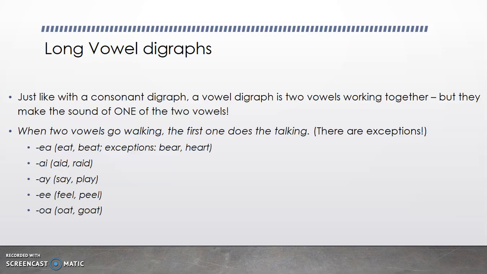We have the digraph AI, as in aid and raid. AY, such as say and play. EE, such as feel and peel. And OA, such as oat and goat. So those long vowel digraphs, typically, the generalization is when two vowels go walking, the first one does the talking.